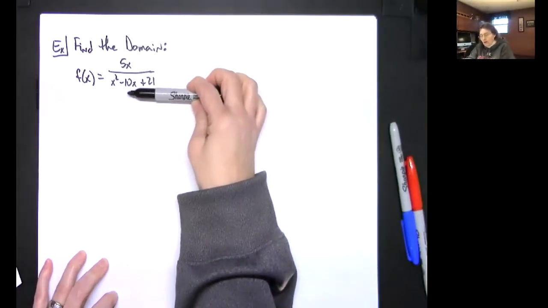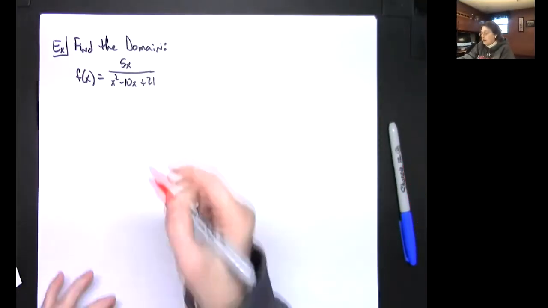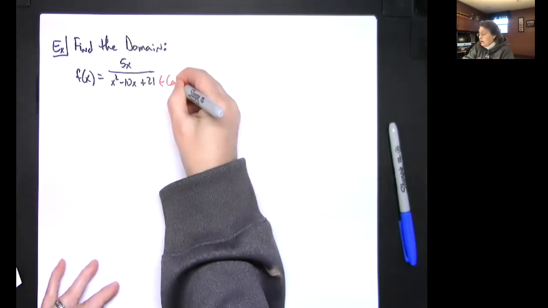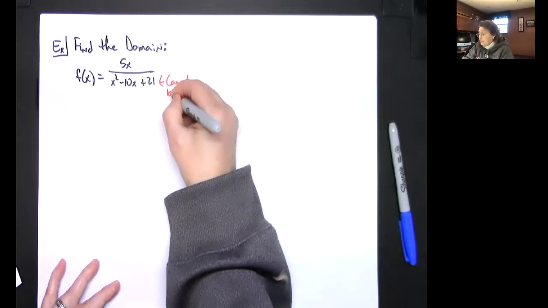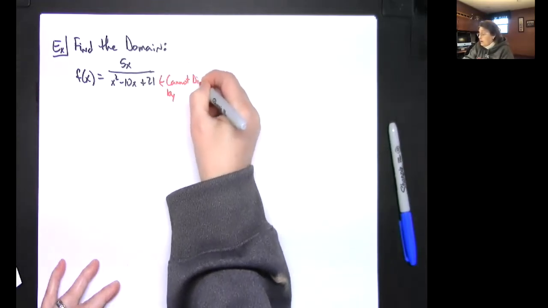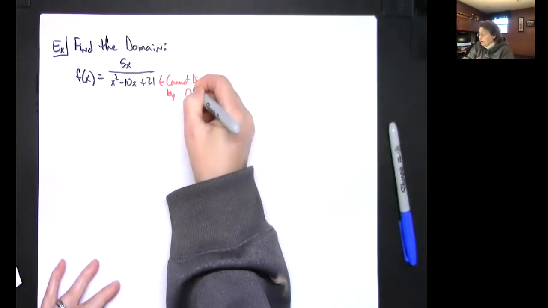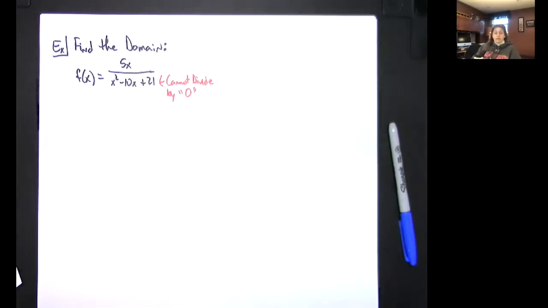Right, we can't divide by 0. Okay, we cannot divide by 0. So that's what helps us to find the domain. All right, cannot divide by 0. So in other words, I've got to find the values that make that denominator 0 and exclude them. Okay, so that's kind of the rule.